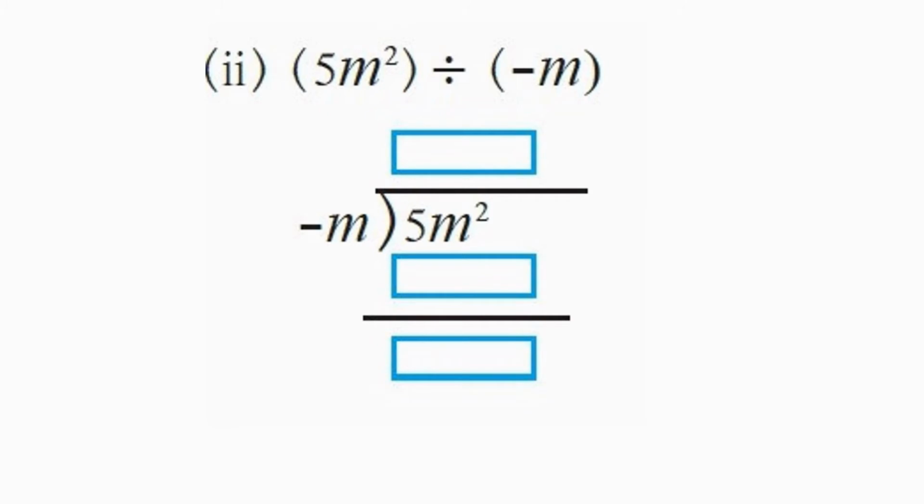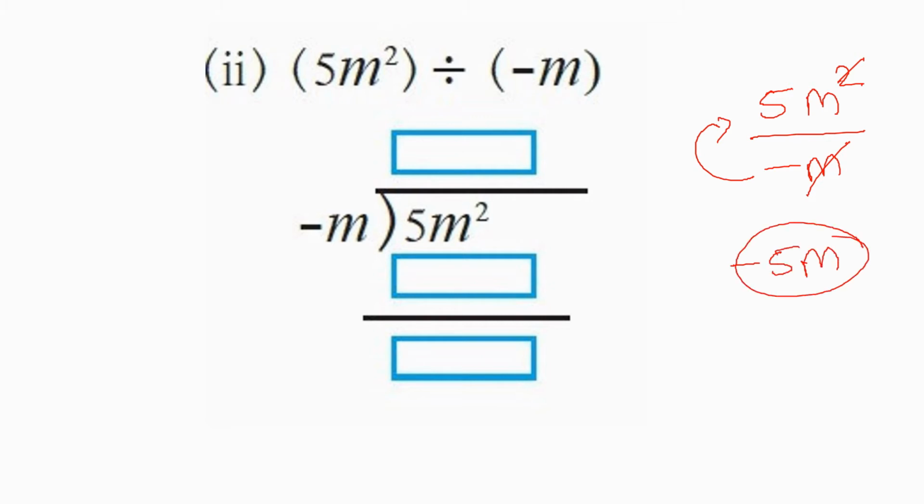Let us do another division. So we have to fill in the blocks here. We have to divide 5m square by negative m. First of all, we can see that 1m from the numerator and this m from the denominator will get cancelled, and this minus sign we can put for the numerator. So I can write it as minus 5m. So this will be our quotient.